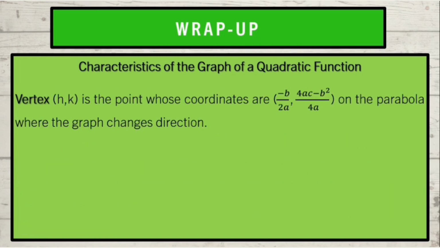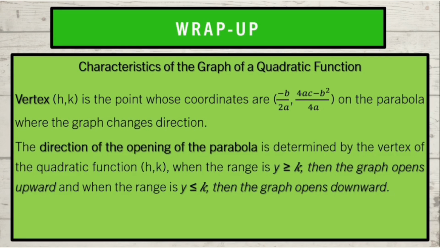The vertex (h, k) is the point whose coordinates are −b/2a and (4ac − b²)/4a on the parabola where the graph changes direction, and the direction of the opening of the parabola, which is determined by the vertex of the quadratic function (h, k). When the range is y is greater than or equal to k, then the graph opens upward, and when the range is y is less than or equal to k, then the graph opens downward.